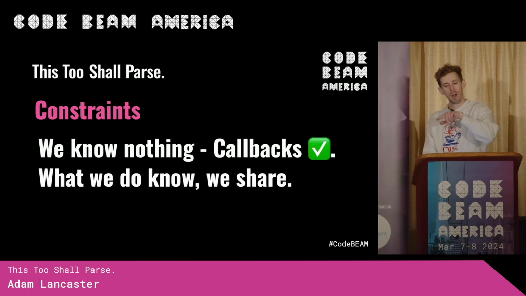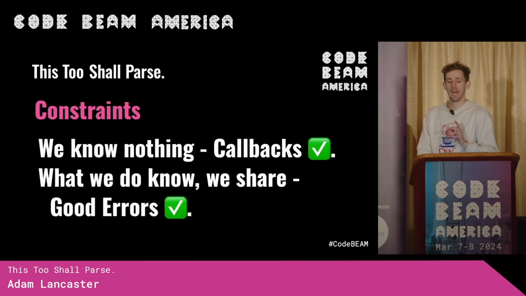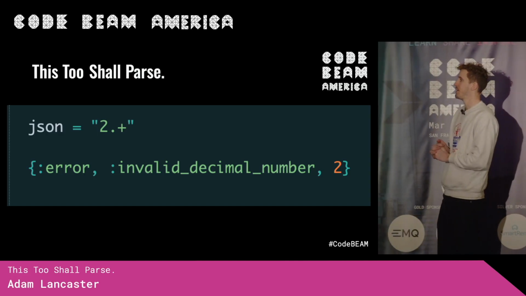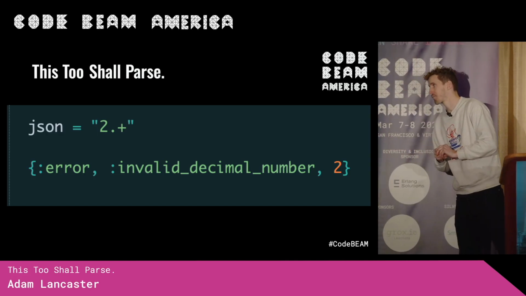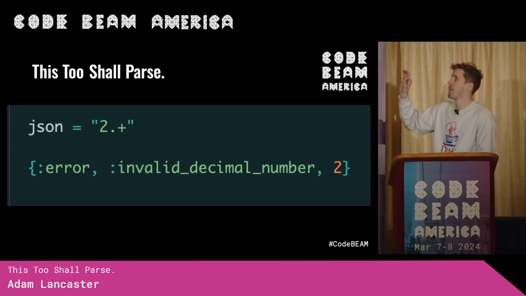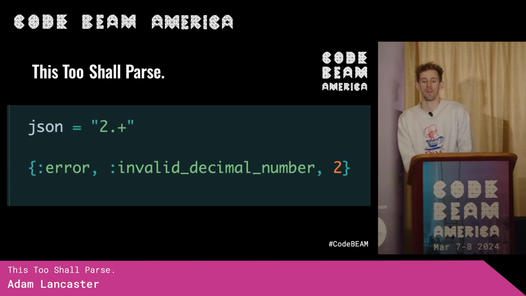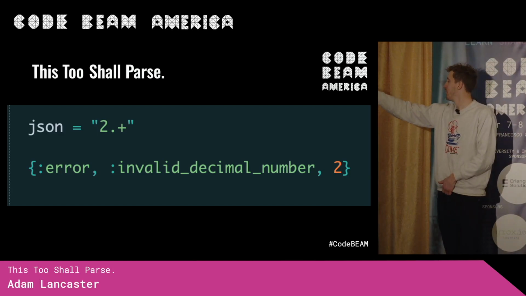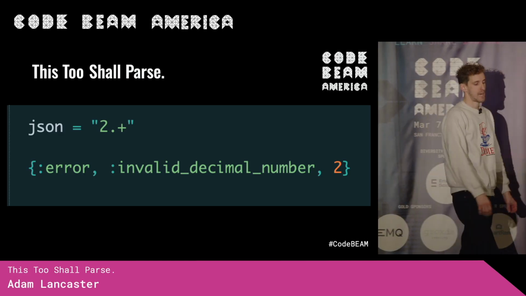So the second part of it, which was what we do know we share, we want good errors. So here's an example of one of the errors that we provide. Invalid decimal number, nice and clear. That too is a zero-based index of the character that went wrong. So in this example, the plus is invalid. So we have 0, 1, 2. The 2 points to that plus character.